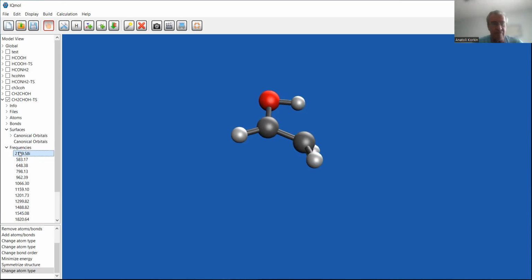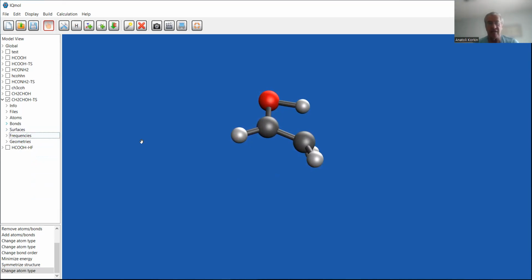Okay, so let me double click. You see, same as in the previous transition state, but it slightly rotates around the carbon-carbon bond. So that's the last transition state. Okay, all right. So now it's stopped. In the same way, I found all the structures: initial, final, and the transition state.